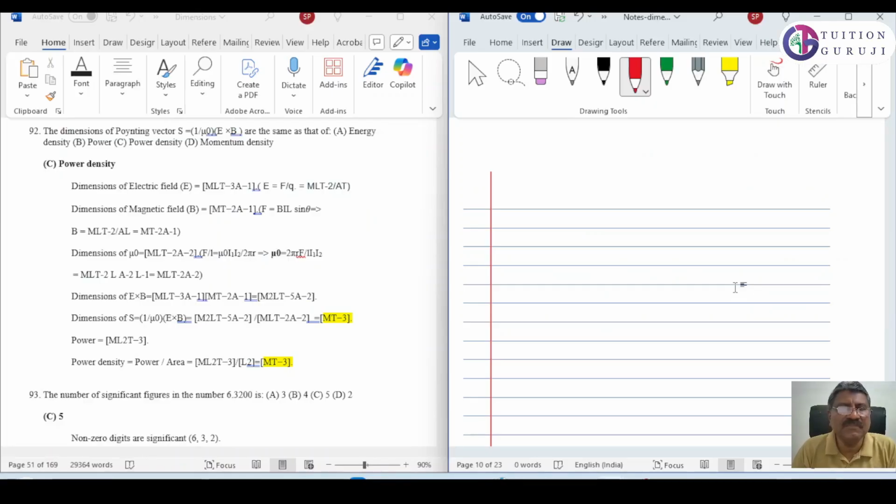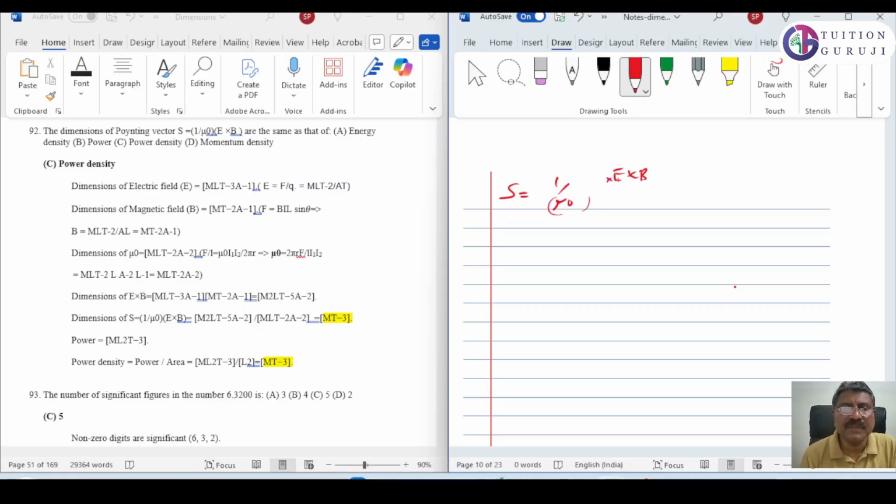The dimensions of Poynting vector S, equal to 1 by mu0 into E into B, are the same as that of... So first we have to find out the dimensions of Poynting vector. Poynting vector S is equal to 1 by mu0 into E into B. Here mu0 is the permeability of free space, E is the electric field and B is the magnetic field.